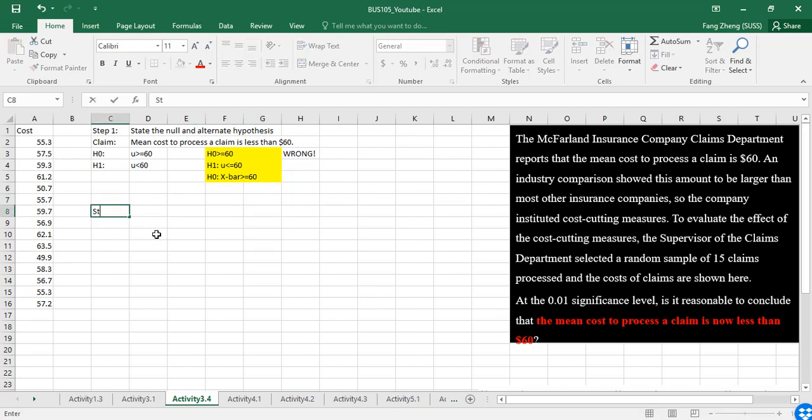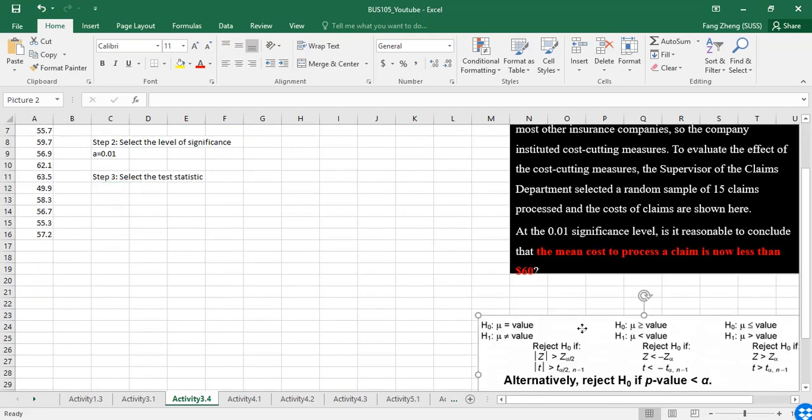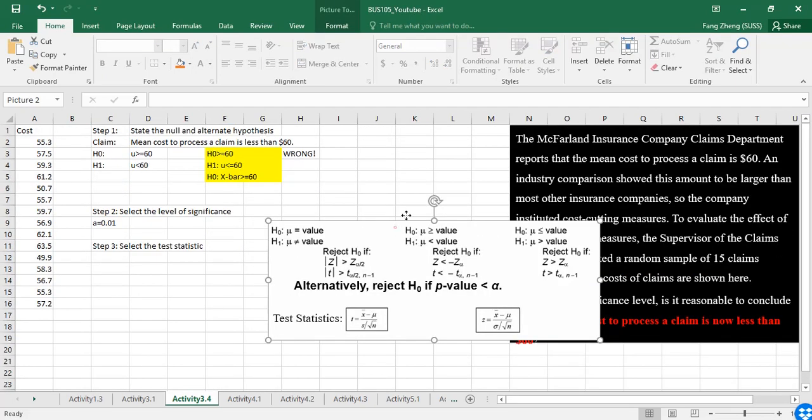Now second step, very easy, is to select the level of significance. Usually this is given in the question. So in this question, our alpha equals to 0.01. Now step 3 is to select the test statistic. So in this question, we will use the t statistic as given in your slides.